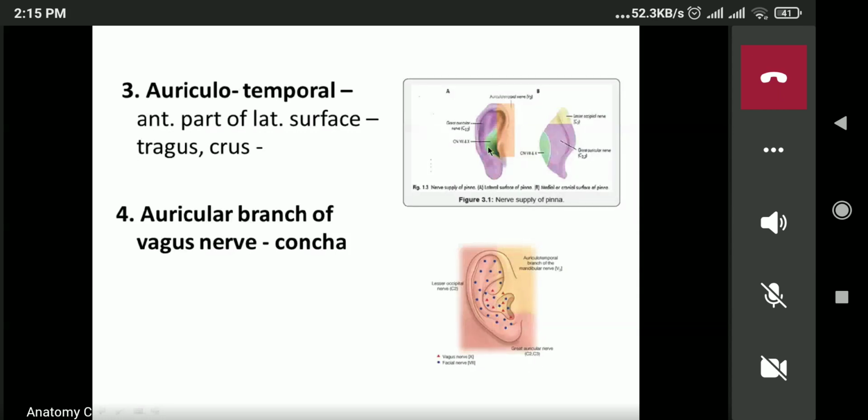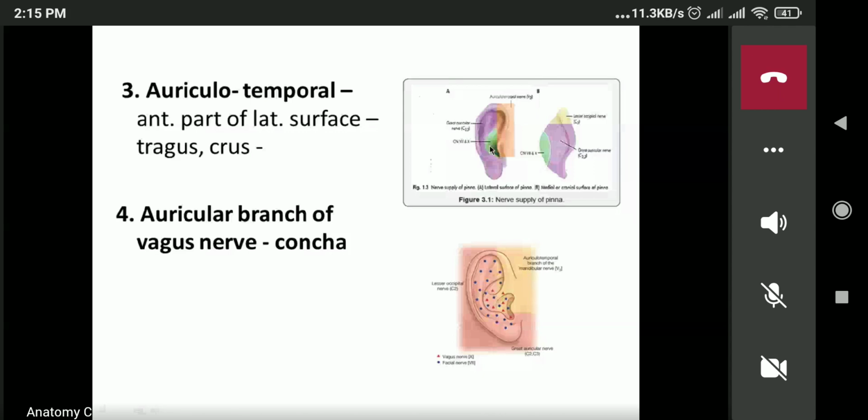Now the green colored part, that is the region of the concha. The concha is supplied by the auricular branch of the vagus nerve, and this is important. It can be asked in a cross spot as well as an MCQ question. So the concha is supplied by the auricular branch of the vagus nerve. Great auricular nerve here, auriculotemporal nerve here, auricular branch of the vagus nerve here, and lesser occipital nerve.